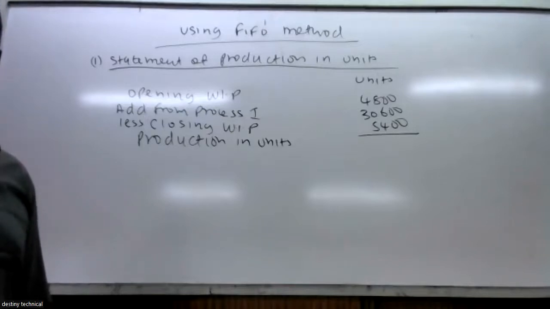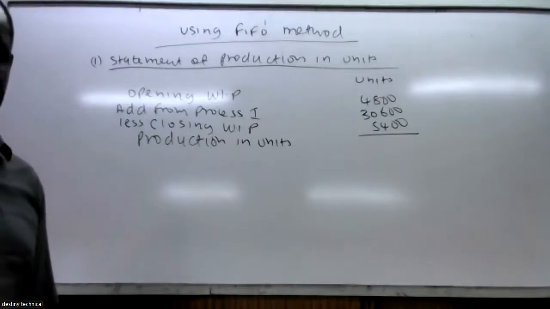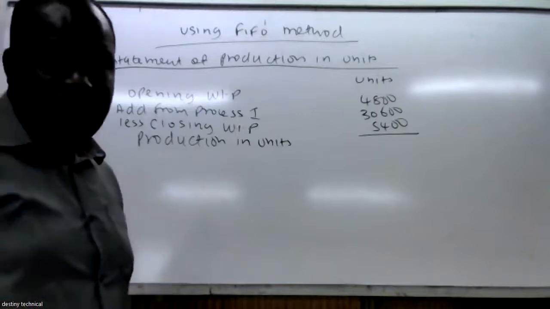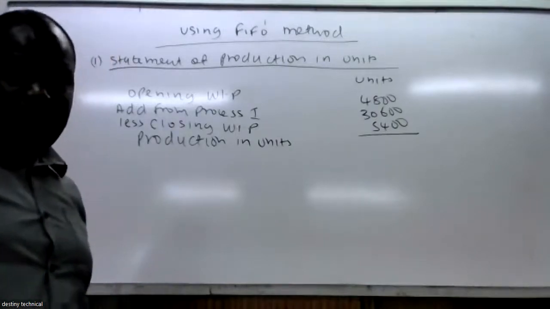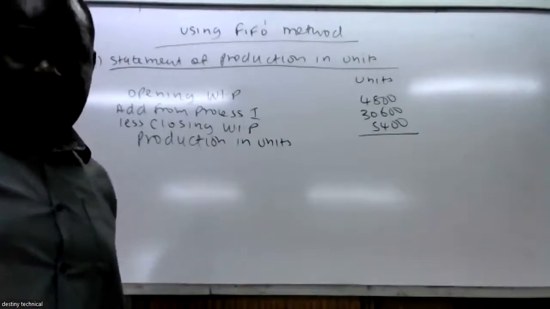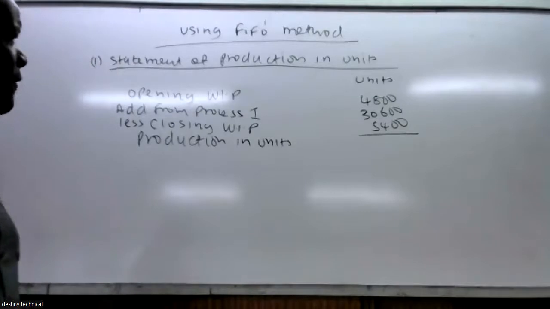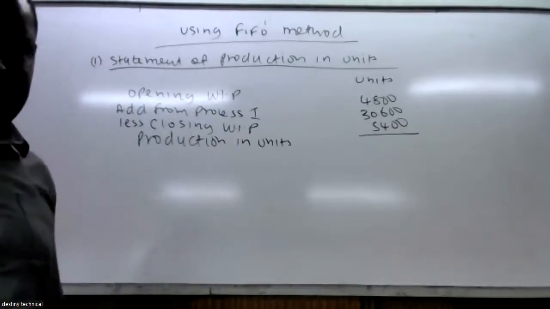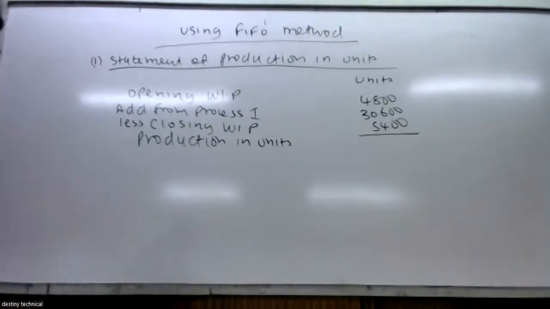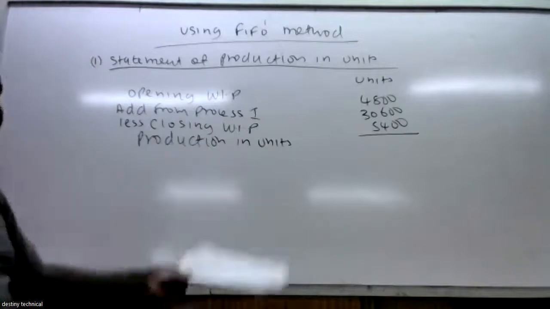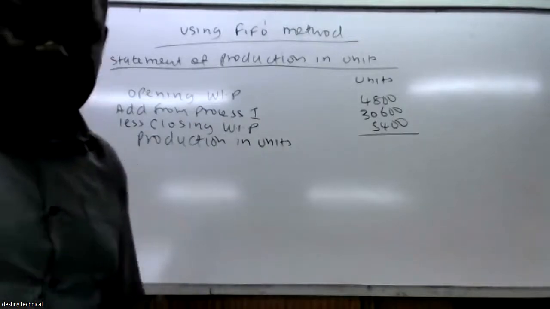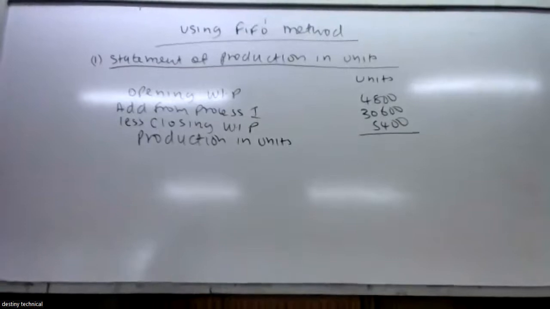What should be now the production in units? Remember, you add 4,800 plus 3, so the last one, this one you minus, the 5,400 you less. The 5,400 you are supposed to less.